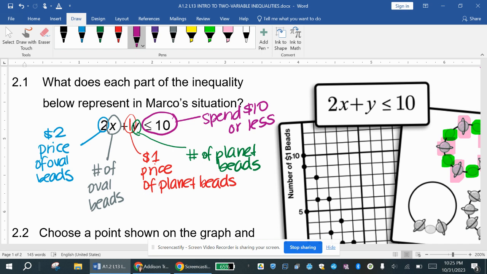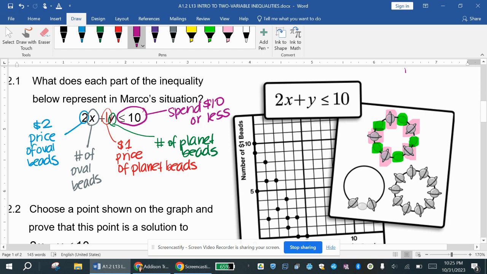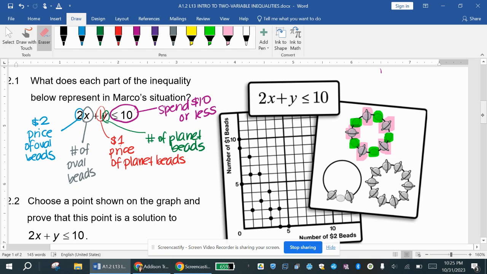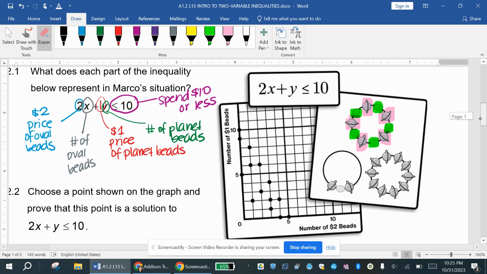So the difference between this lesson and the ones we've done before is now we're looking at two variable inequalities. Notice that this problem was talking about an x, the oval beads, and the planet beads. So there's two variables. Every inequality we've looked at so far had only one variable, all x's or all y's or all m's. Now we're going to start looking at two variables. And whenever you mention two variables, x and y, you should be thinking of the coordinate plane and ordered pairs that come in x comma y.